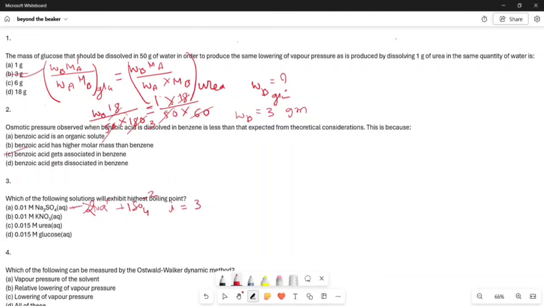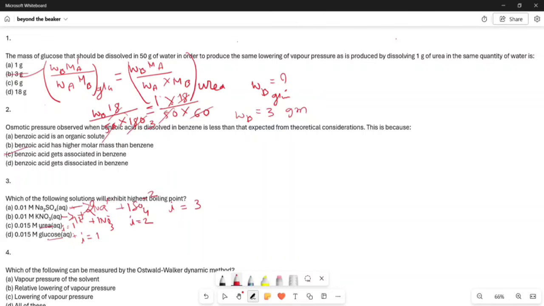For KNO3, it undergoes ionization to give K plus ion and NO3 minus ion. So it has only 1 plus 1, so i is equal to 2 in this case. Option C is urea. Urea does not undergo either association or dissociation. So i is equal to 1, and for glucose also i is equal to 1.